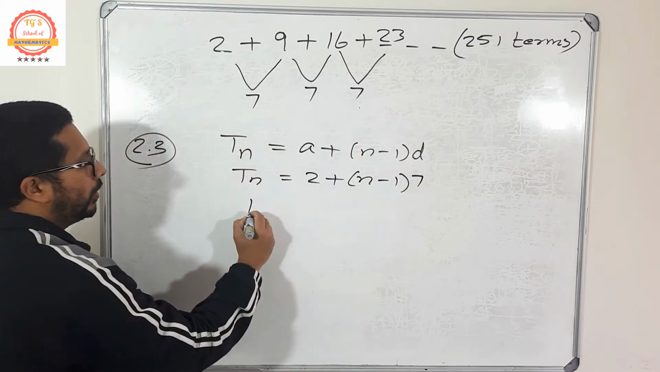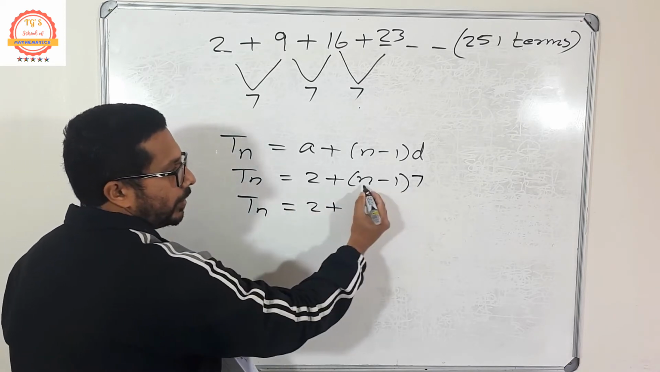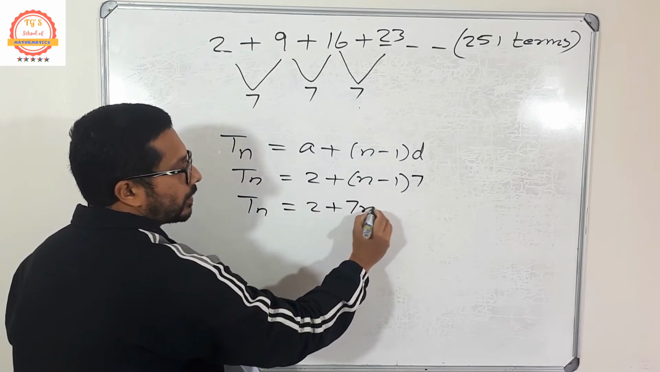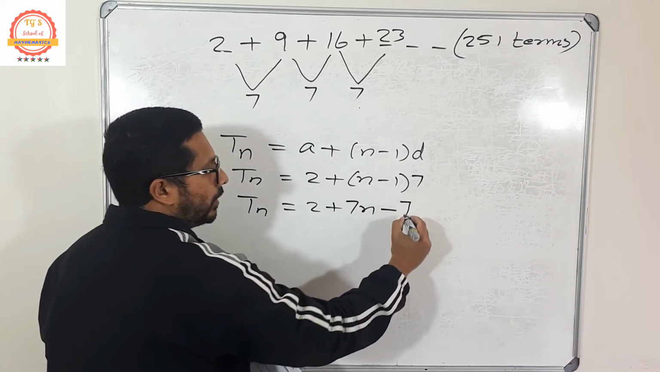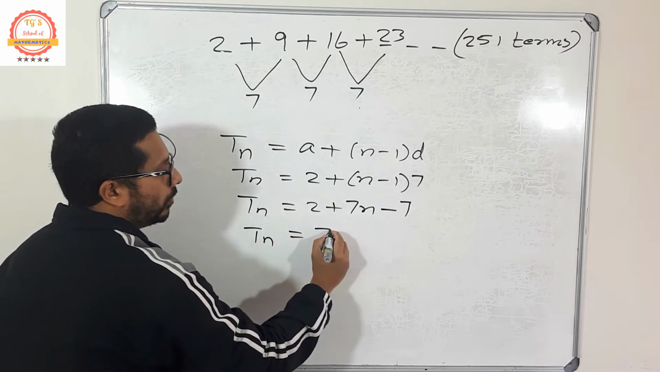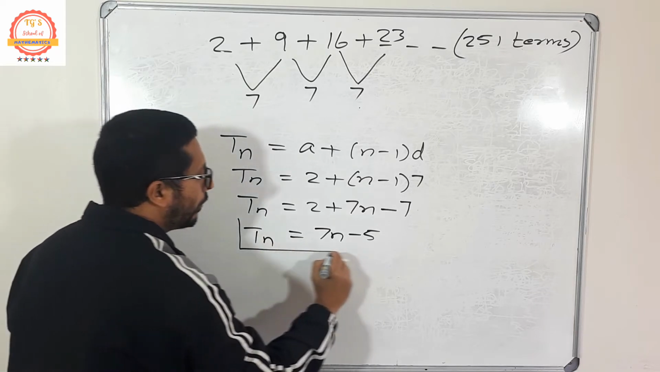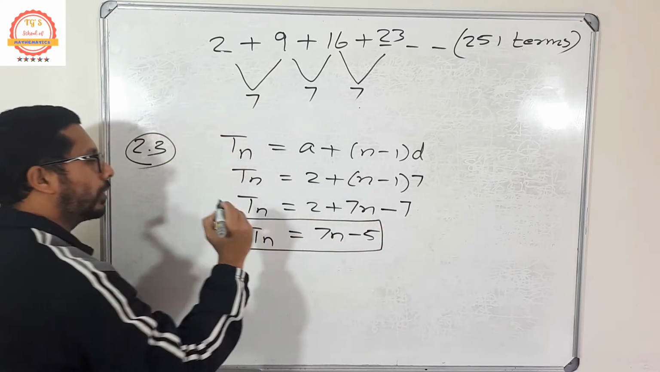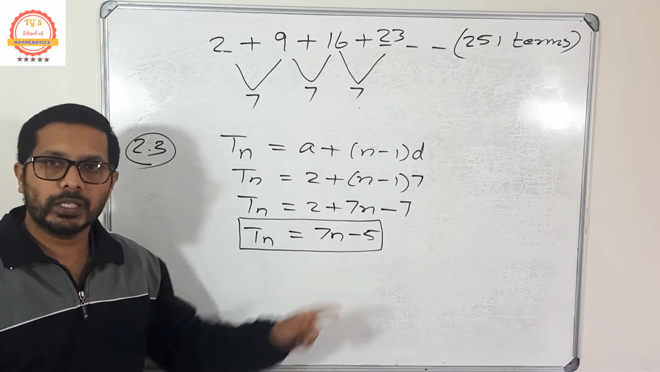So Tn is equal to 2 plus 7 into n minus 1. 7 times n is 7n. 7 times minus 1 is minus 7. So Tn is equal to 7n minus 5. Here we have an expression for the nth term, Tn is equal to 7n minus 5.